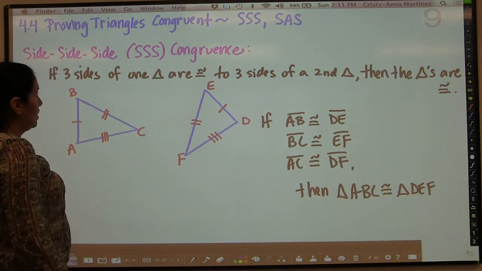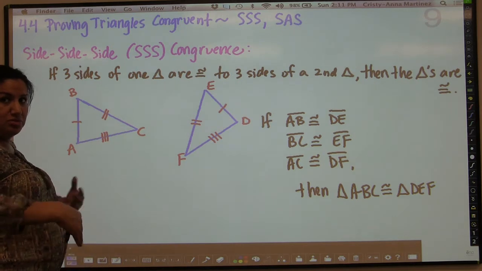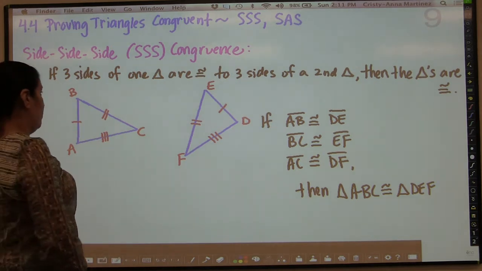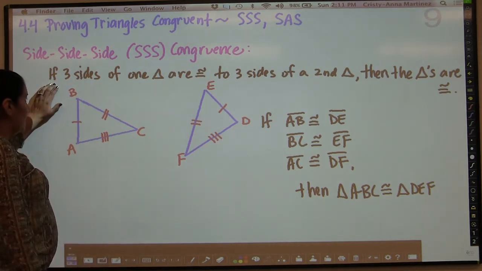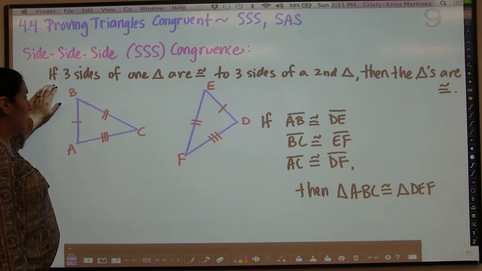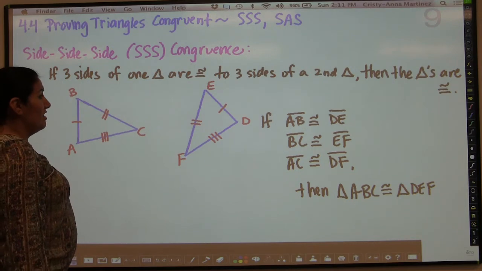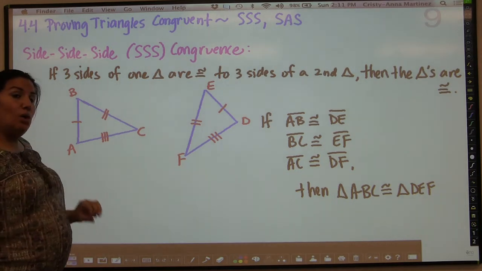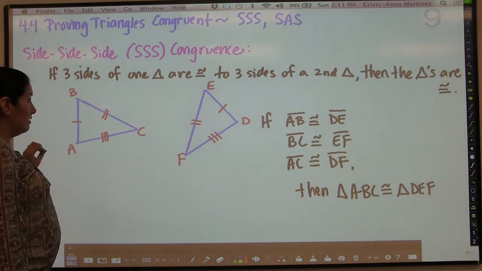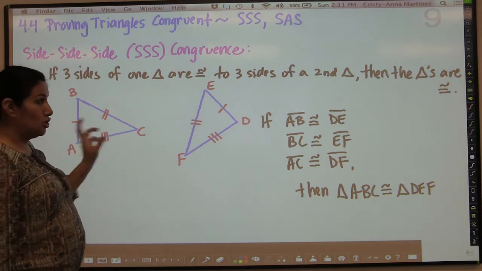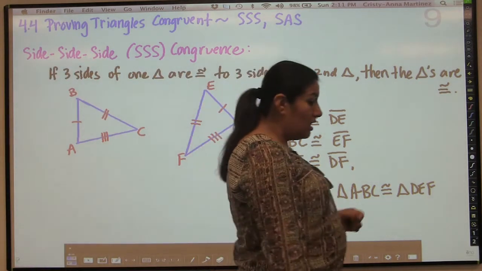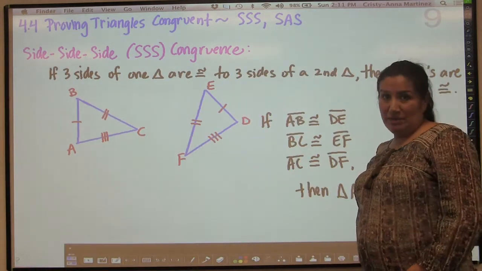And here is our postulate, and it is a postulate, so it's assumed to be true. We don't have to prove the theorem. And it states, if three sides of one triangle are congruent to three sides of a second triangle, then the triangles are congruent. Now let me just tell you why these two theorems, and of course there's two more coming after it in the next section, are extremely helpful to us.